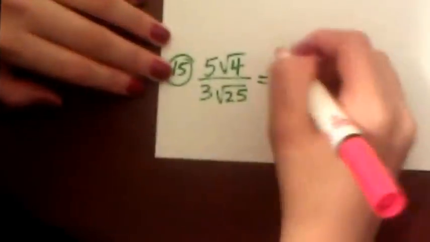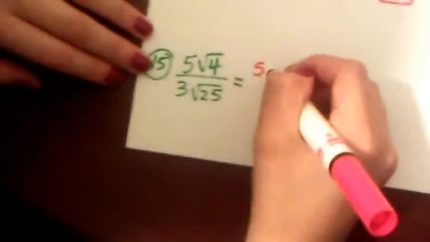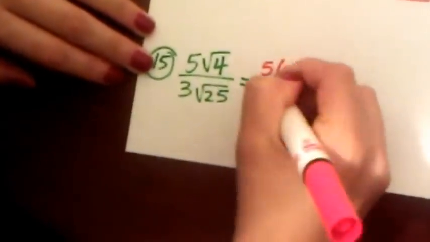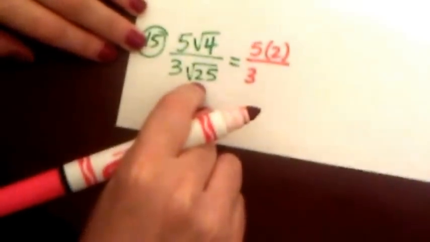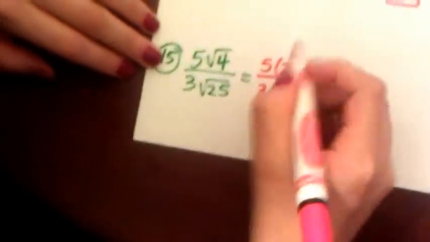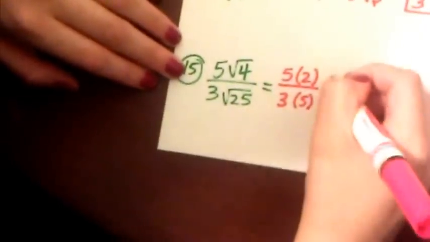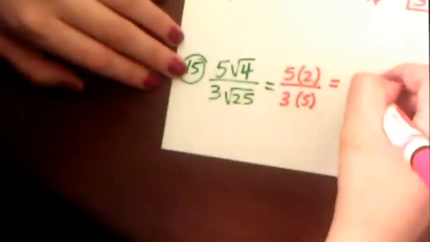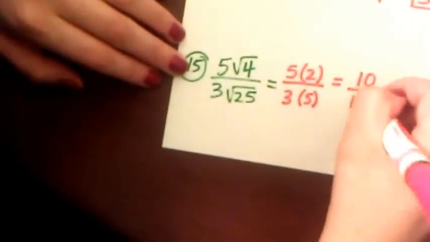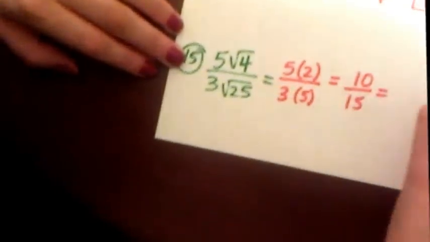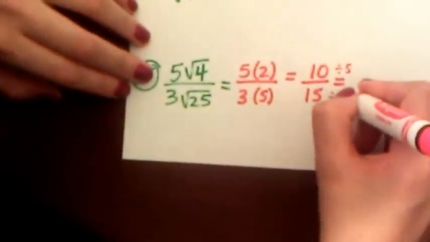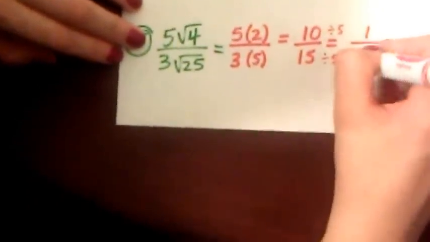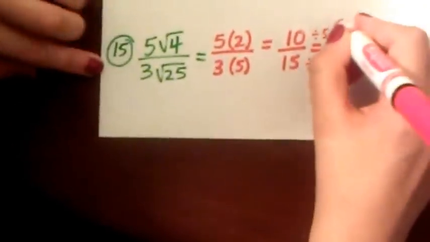Number 15, we have to simplify our numerator first. So 5 times the square root of 4, which is 2. And then this is a perfect square, so we can simplify our denominator by taking the square root of 25, which is 5. And now we have 10 divided by 15. And that can be further simplified by dividing the numerator and the denominator by 5. So once again, we have an answer of 1/3.